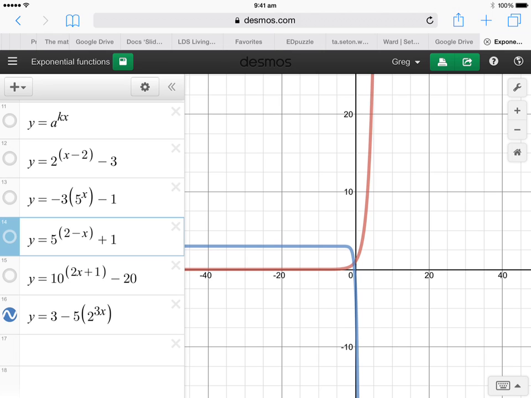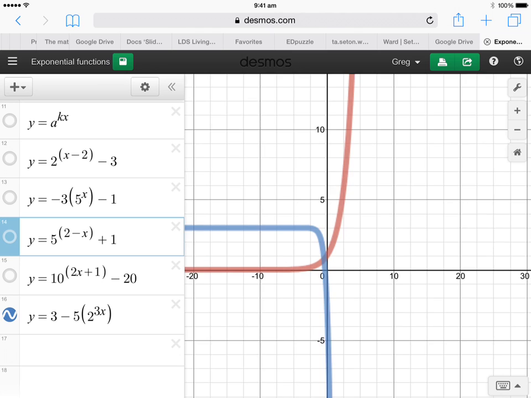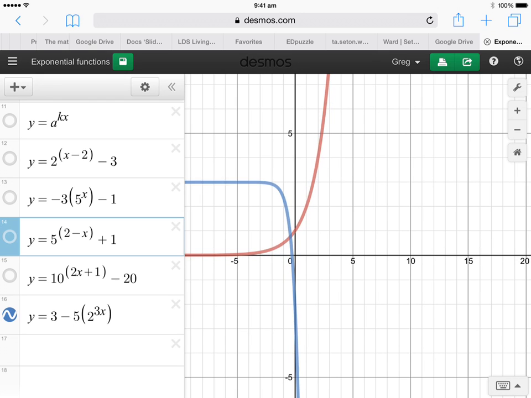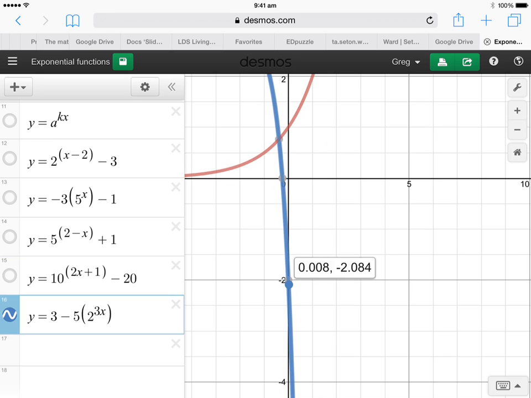So 5 times dilated from the x-axis. The 2 to the power of 3x is a dilation parallel to the x-axis as well. And the plus 3 at the front means you're going to have to shift everything up 3. So there is a whole heap of stuff going on. I can see that the asymptote is going to be y equals 3. I can work out the y-intercept again by putting x equals 0 in there: 3 minus 5 times 1 is negative 2, which is going to be the y-intercept.